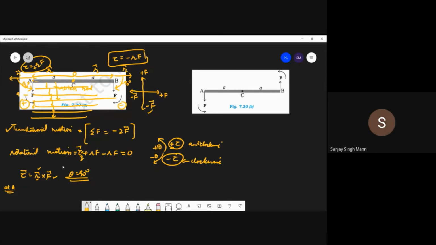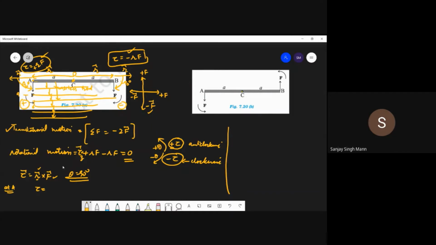So here the angle is 90 degrees. So tau is equal to plus RF here and tau is equal to minus RF here. So there is no rotational motion. Equal and opposite torque.